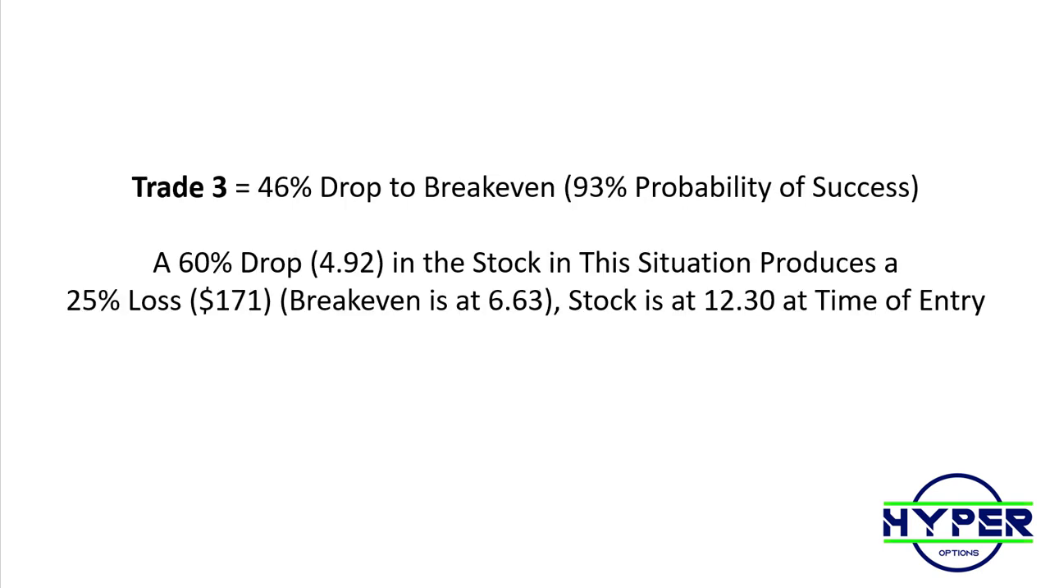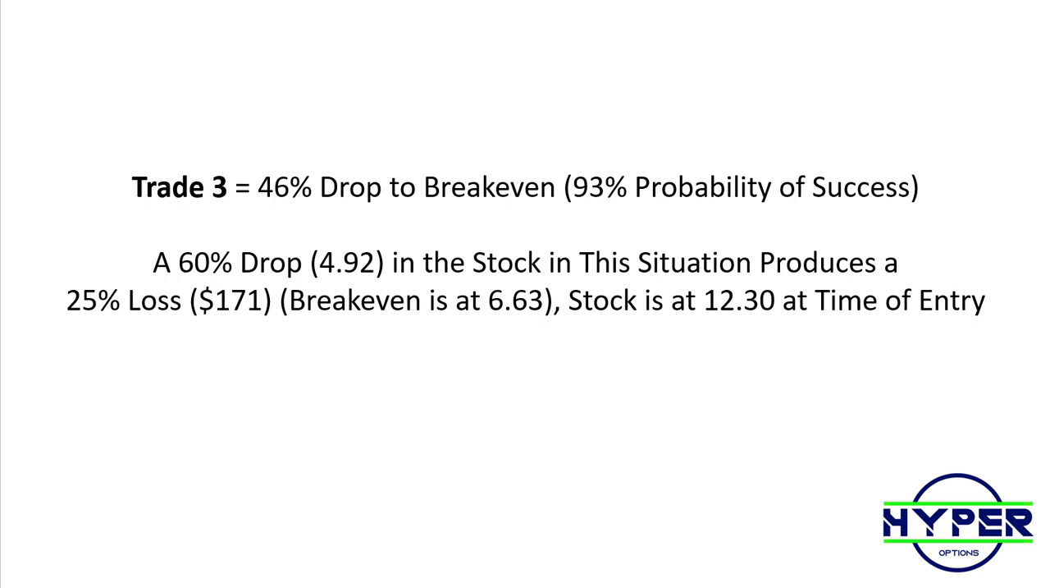So let's take a look at trade 3. I talk about 30% and the probabilities of that, but trade 3 required a 46% drop just to reach the break-even level, and that produced a 93% probability of success. Well, what happens if the market actually does drop? What I talked about was being resistant to a stock market crash. Well, let's take a look at this as an example.